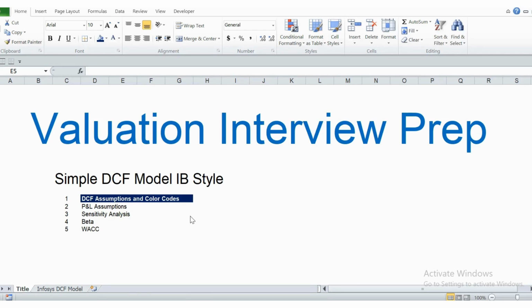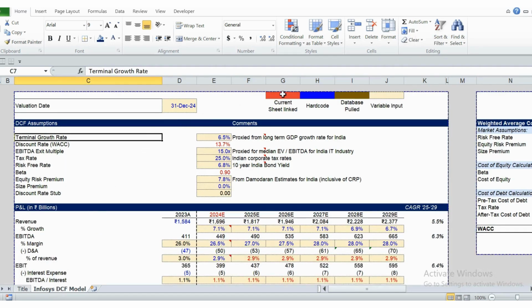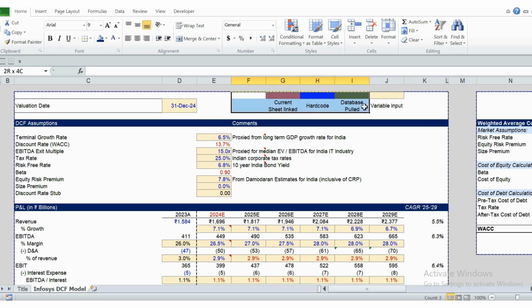In this video, we will be talking about the DCF assumptions and the color codes that are used in the model. So, the first thing is about the color codes. Whenever we are working on a model, be it an LBO or DCF or any other financial model, one very important thing is always using a fixed format, a fixed set of color codes, so that the auditor finds it very easy to understand the complete model.